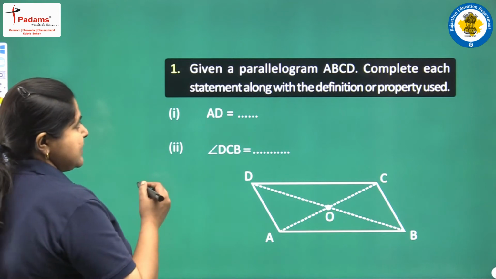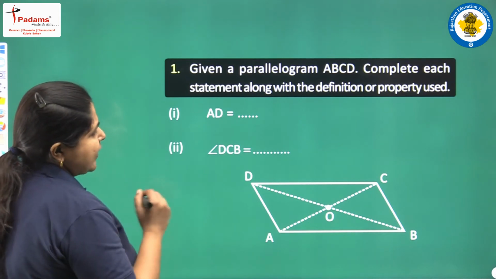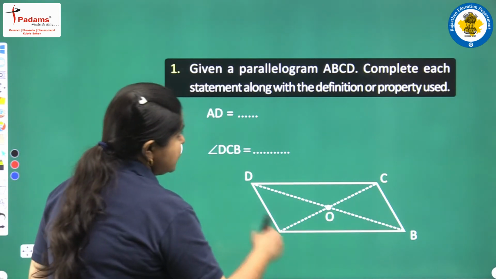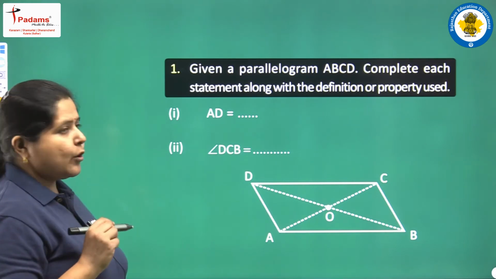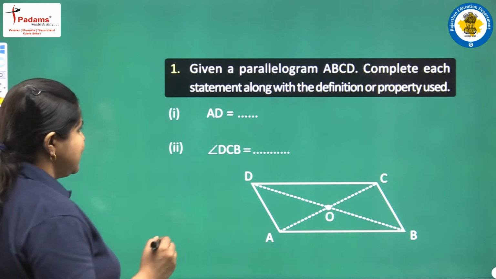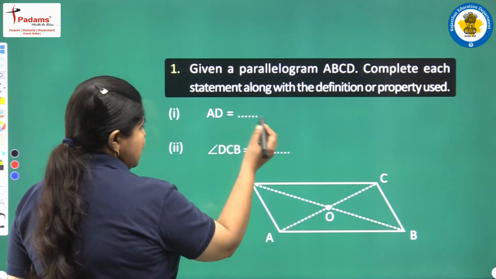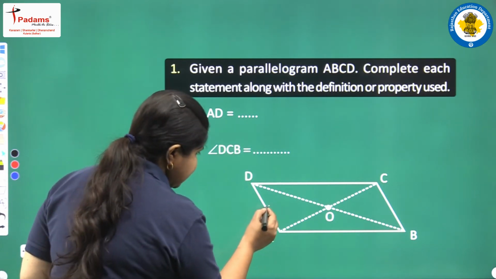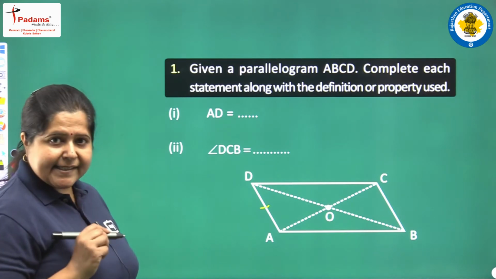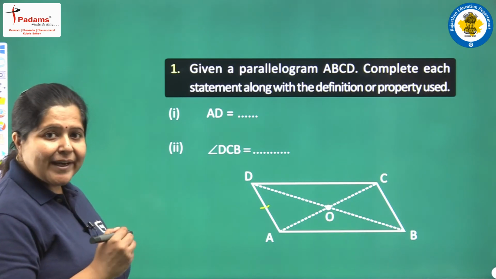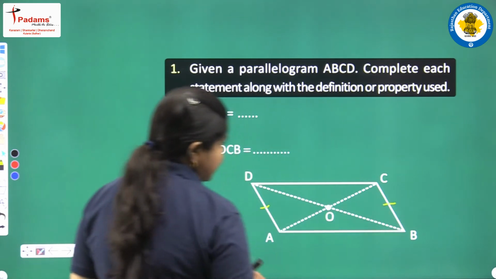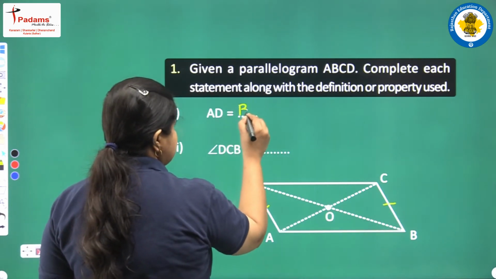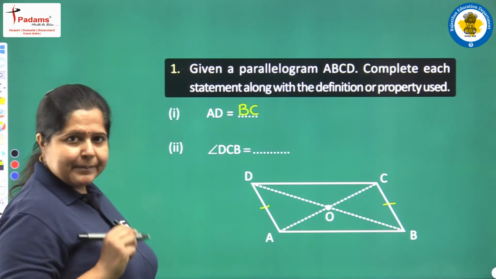The first question is this: given a parallelogram ABCD, this one, complete each statement along with the definition or property used. First one is AD is equal to what? Clearly we see this side is AD and it will be equal to its opposite side, which is equal to BC. So we can write AD is equal to BC.